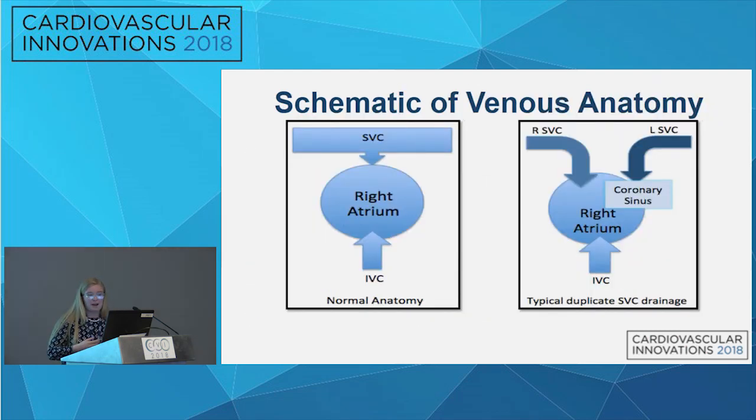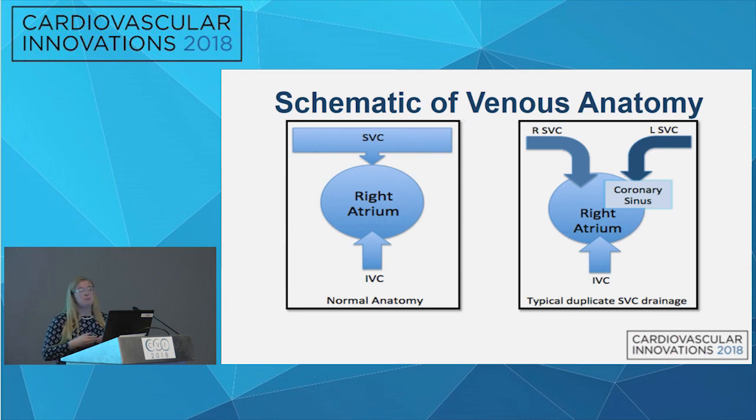So a brief background on venous anatomy. So we have our normal anatomy on the left side of the screen, and then your typical duplicate SVC drainage. You will encounter patients with typical duplicate SVC. There are a few important considerations in these patients. Namely, one, as the coronary sinus sees increased venous flow, it enlarges. It's in close proximity to the SA node. So these patients are prone to arrhythmias. Furthermore, as it balloons out, you can have real thrombus formation in there.